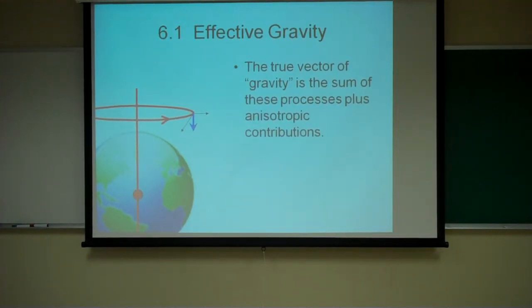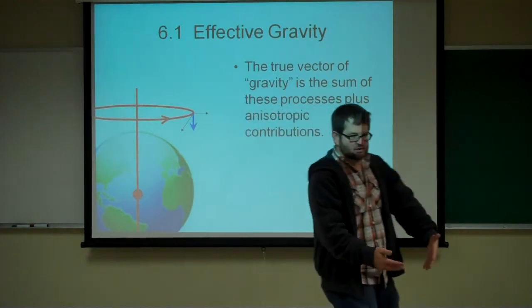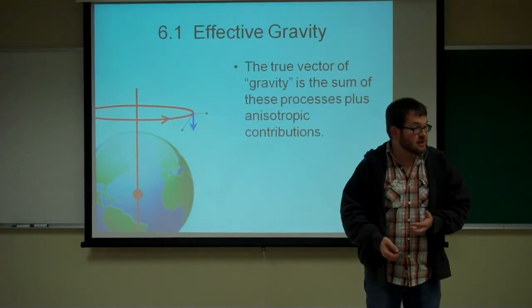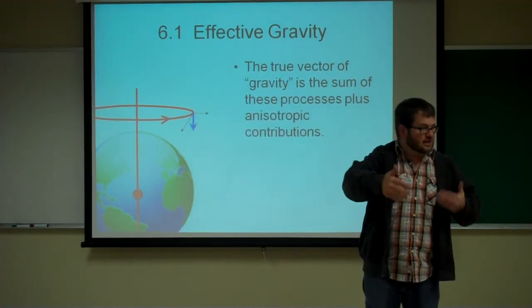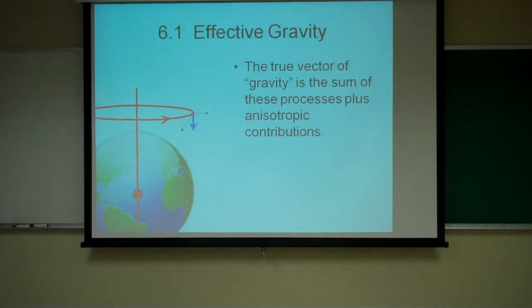That means every latitude on Earth has a slightly different value of effective gravity. Even if we are not going to worry about the fact that, here in Omaha, we are higher above sea level than, say, San Francisco. There's also a difference in gravity because of that, but also because of our latitudes and so on. We all have different effective gravity vectors.